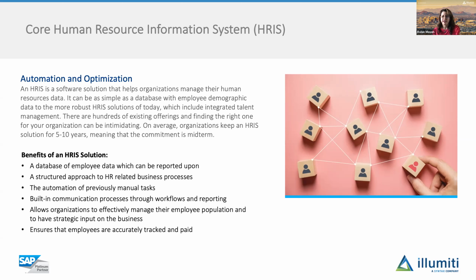A core HRIS is generally considered to be a transactional system where we track changes such as promotions and pay changes. Most core HRIS systems support automations, for example, workflows for approval processes, calculations of fields such as rate of pay and benefits eligibility, and will also have built-in reporting capability.